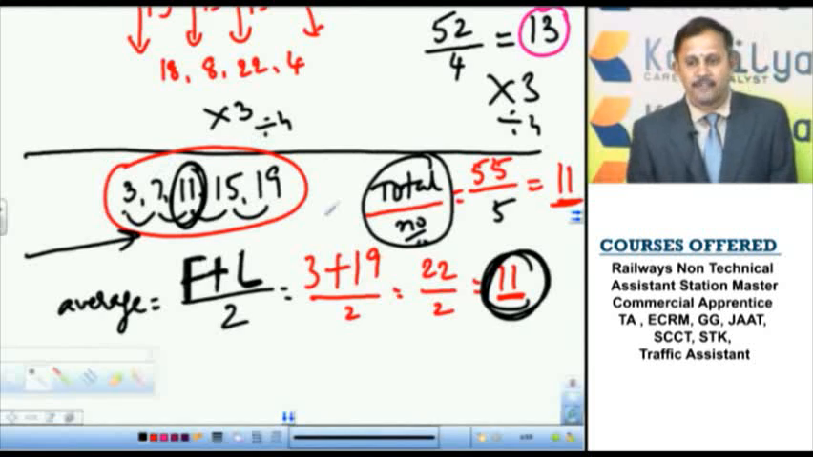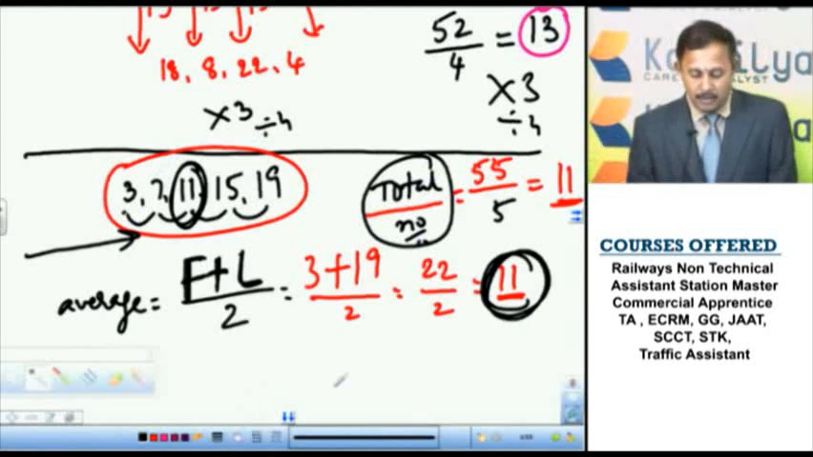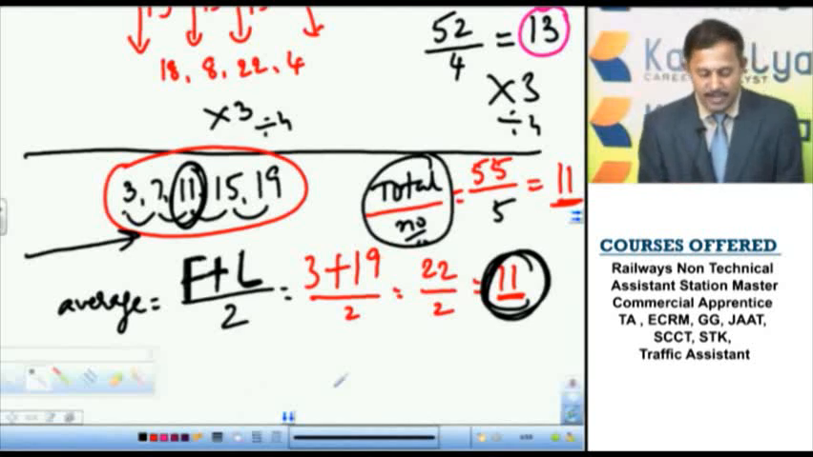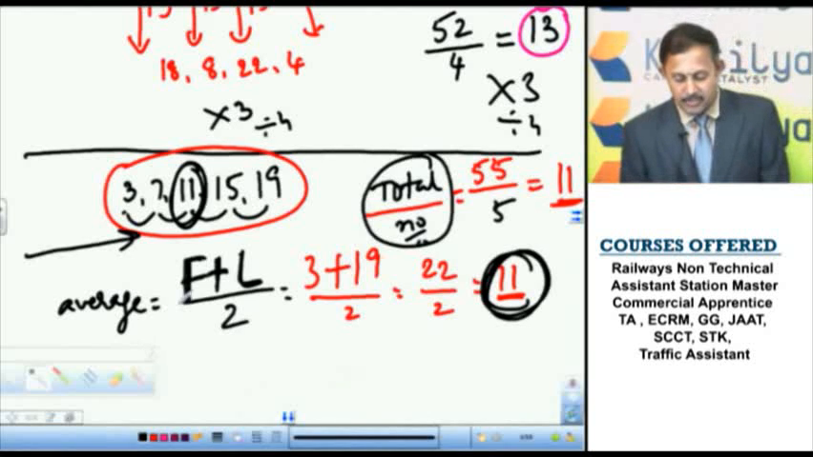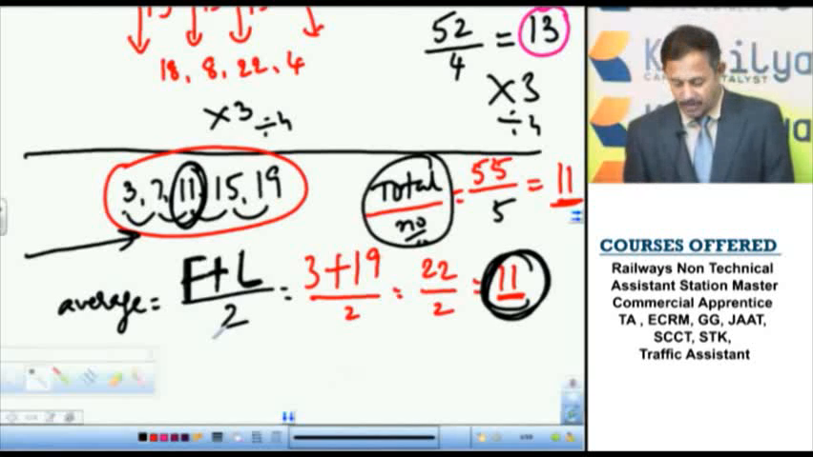What is the formula for average? Total by number of elements. That is the general formula that is applicable in all the cases. But when can we apply the formula first element plus last element by 2? If the difference between successive elements is constant, then we can apply the formula for average as first number plus last number by 2, or we can select the middle number as the average.